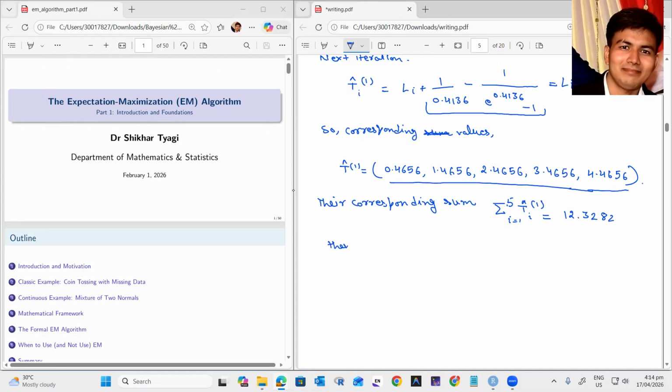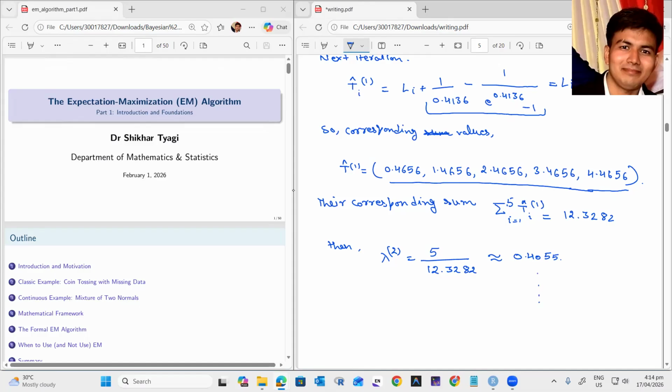Then lambda 2's value is 5 upon 12.3282. That will be approximately, after dividing, 0.4055. All right, and so on.